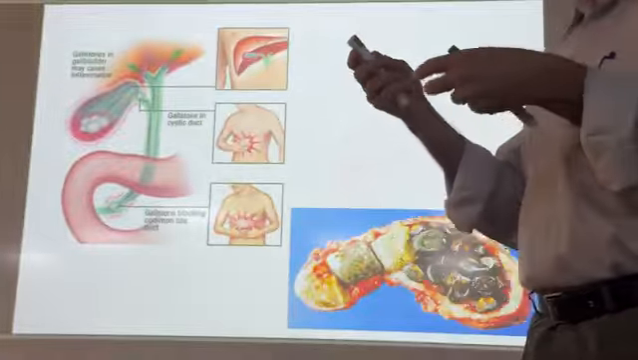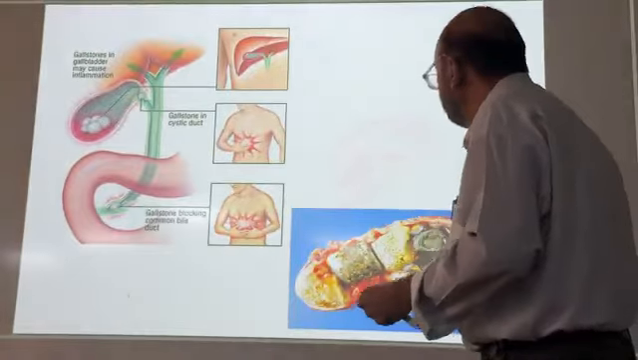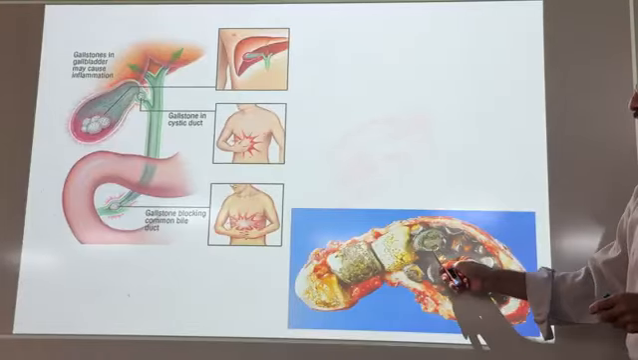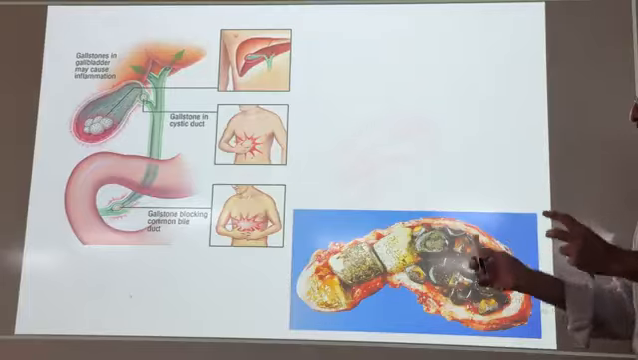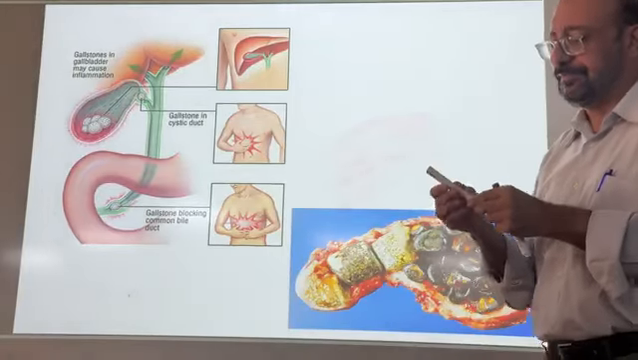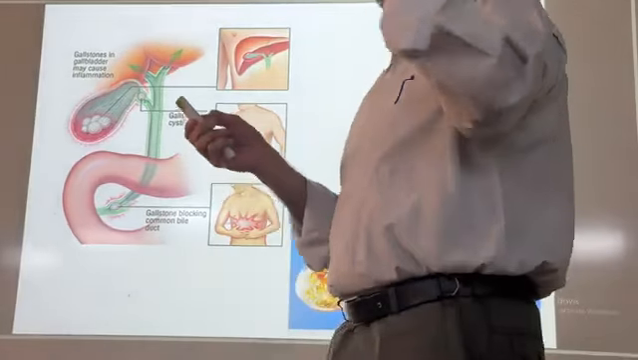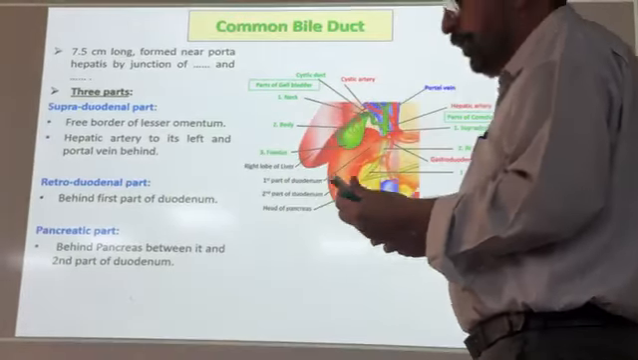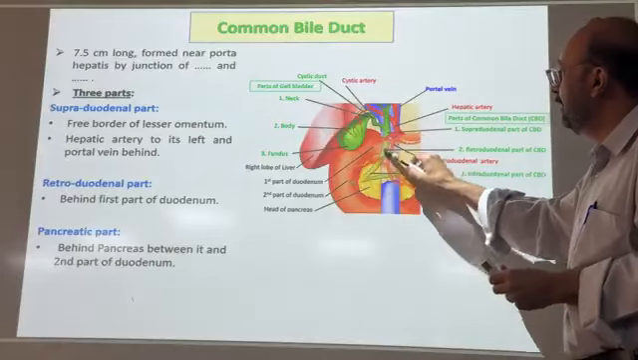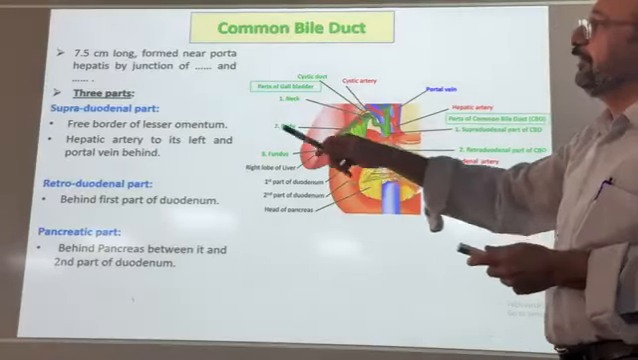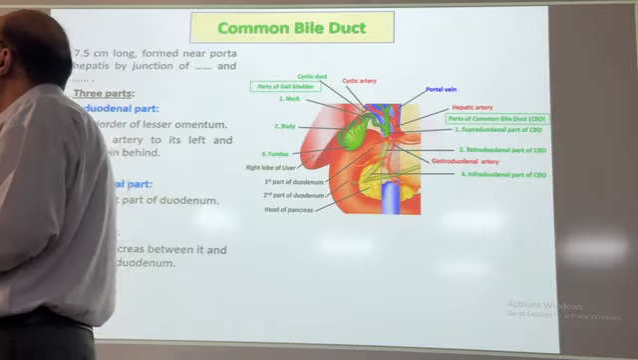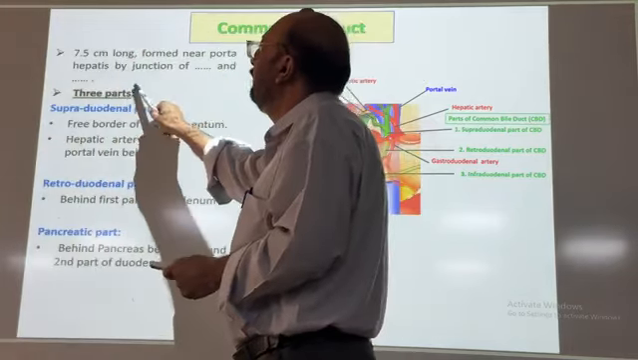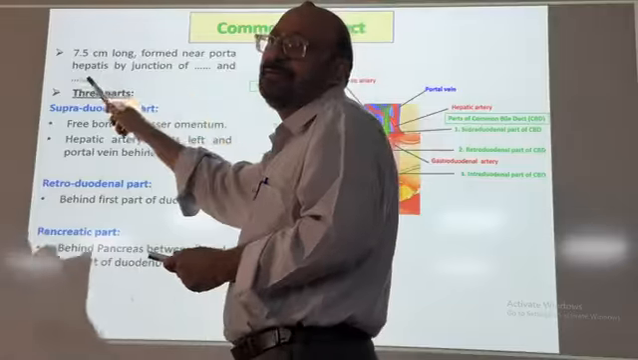See, various types of stones in a gallbladder, small multifaceted stones filled with bile, and they can be multiple, even hundreds of small stones. Okay, common bile duct, this structure, common bile duct. You know most of the things. I told you it is roughly 7+ centimeters. So it is 7.5 long, formed near porta hepatis by junction of dash and dash. What?